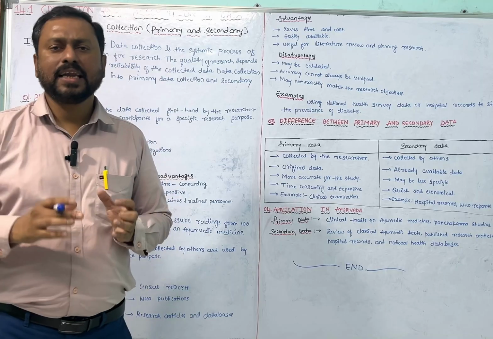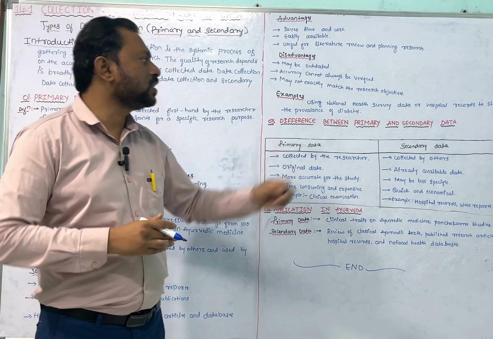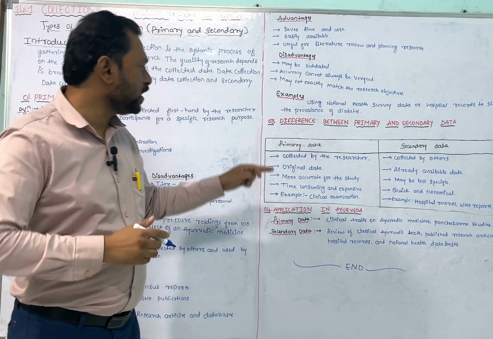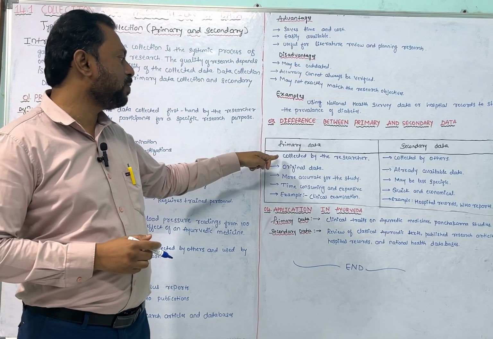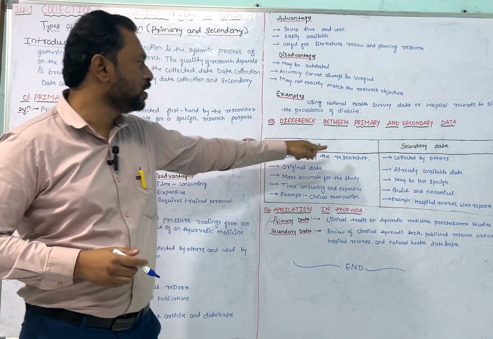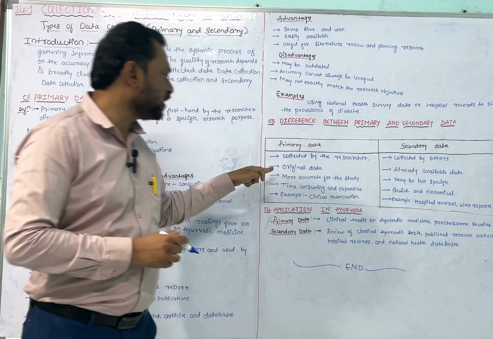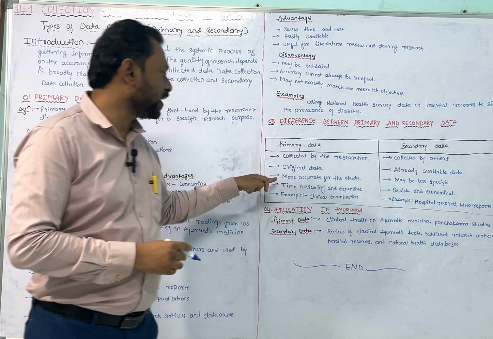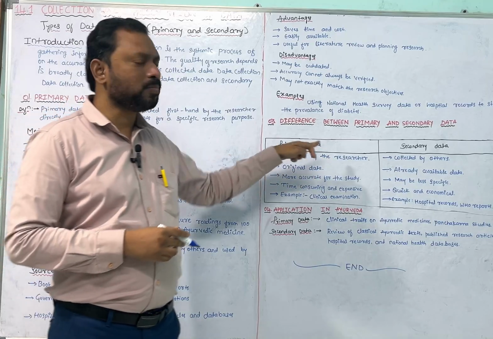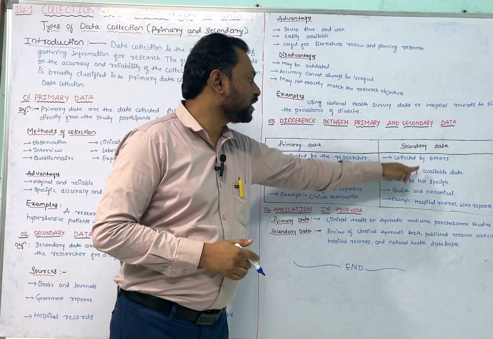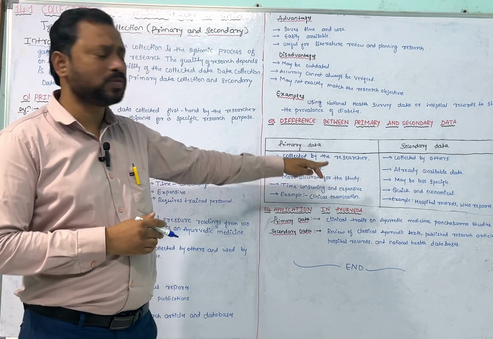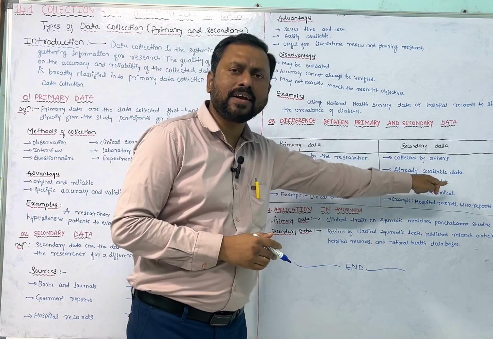Now we'll study the next point, the difference between primary data and secondary data. First of all, primary data is collected by the researcher himself. Secondary data is collected by others. Next, primary data is original data, and secondary data is already available data. Next, primary data is more accurate for the study because we use it for a specific purpose, and secondary data may be less specific. Next, primary data is time consuming and expensive, and secondary data is quick and economical.